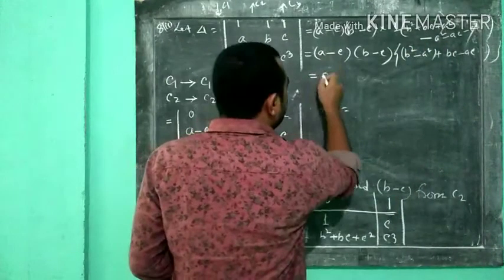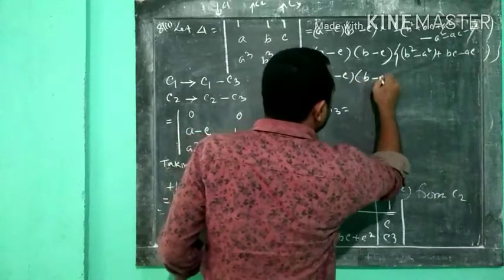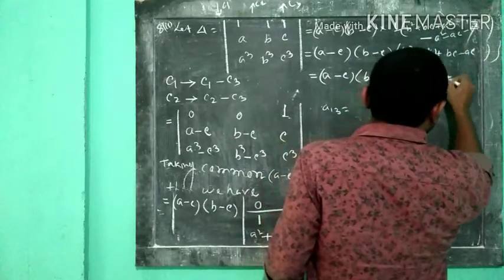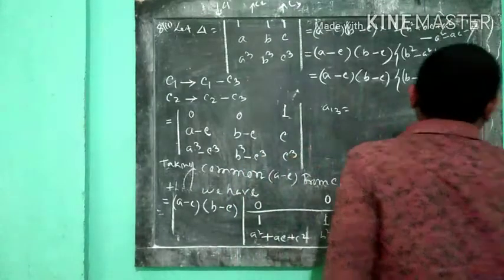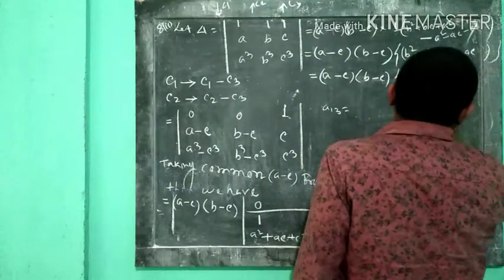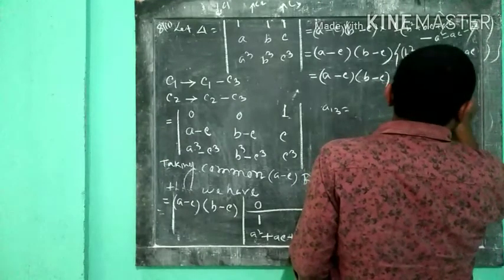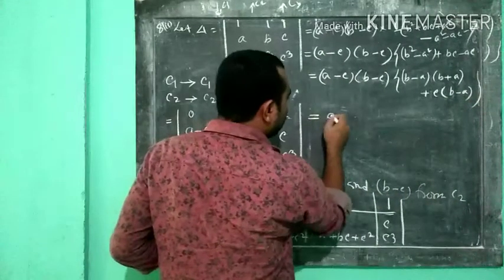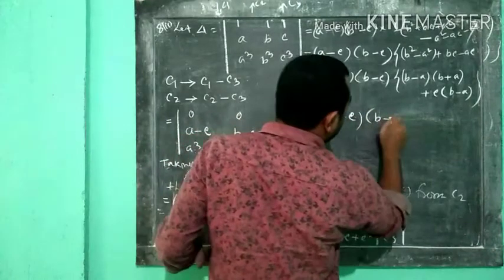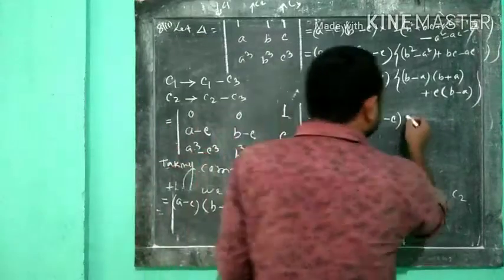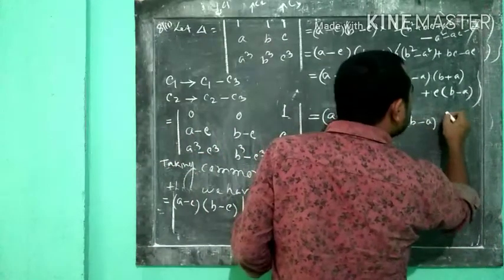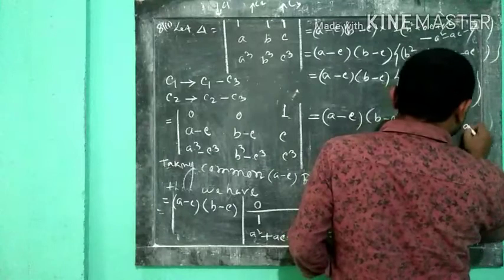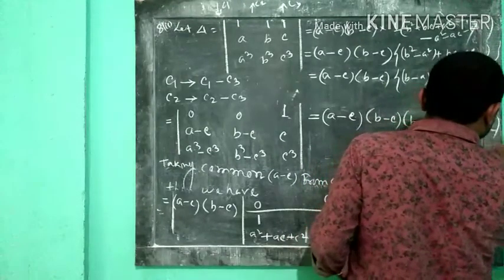So this is equal to a minus c whole into b minus c. Break this formula: b square minus a square is b minus a whole into b plus a. Taking c common from the other part, plus c is common, and we have b minus a. Now taking common b minus a, the remaining is b plus a, plus c.